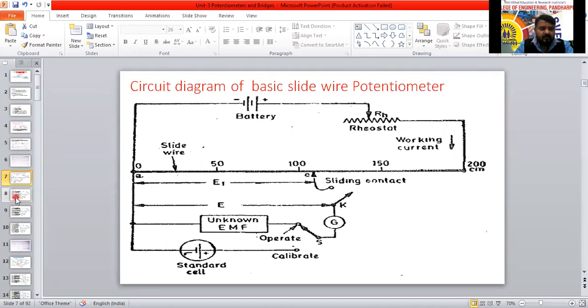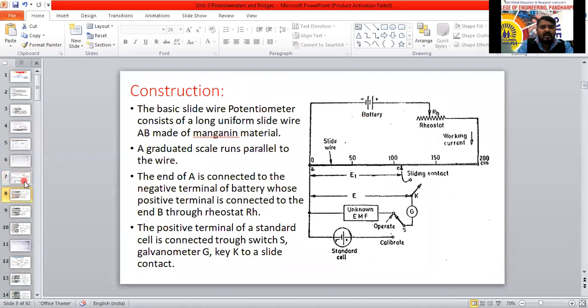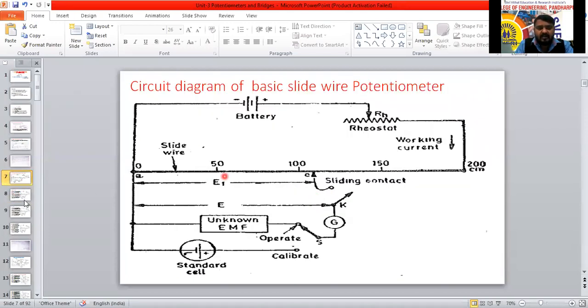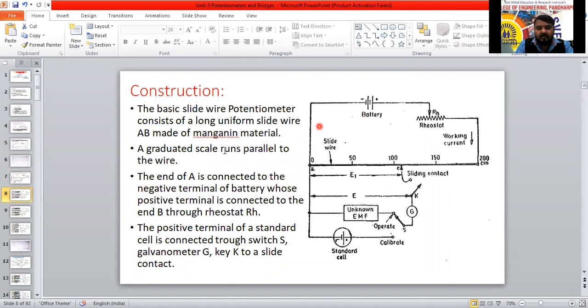Okay, so next, I have just explained the diagram, how it is connected. That is nothing but the construction I have explained here. The basic slide wire potentiometer consists of a long slide wire of uniform cross section, AB, made of manganese material. A graduated scale runs parallel to the wire. Graduated scale means here to here 50, 50 to 100, 100 to 150, 150 to 200. This is the scale we have used here.